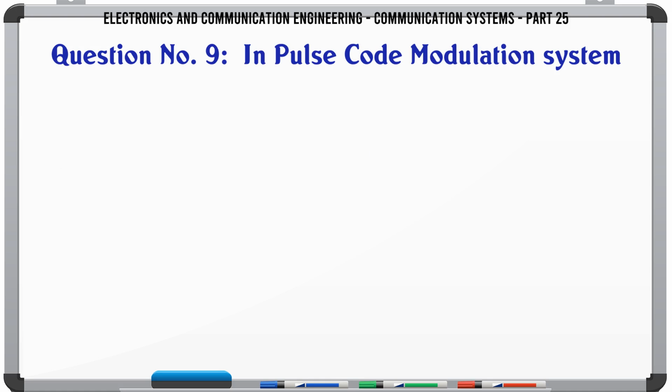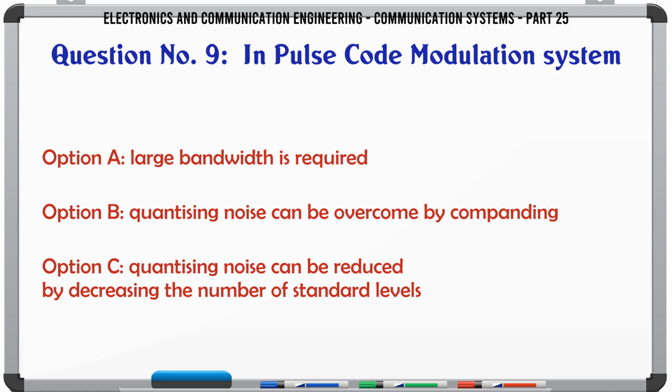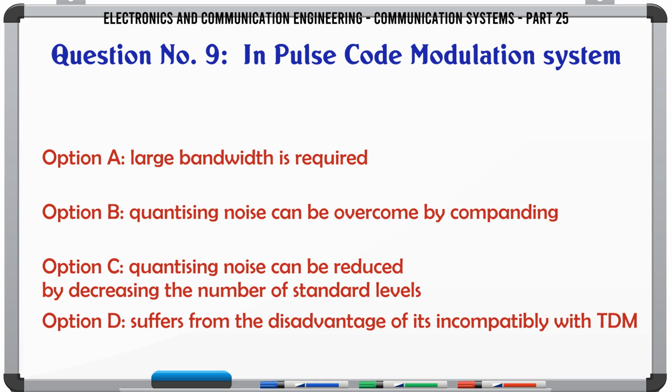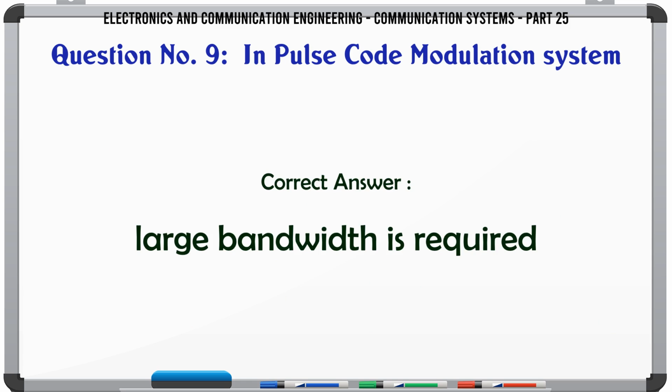In pulse code modulation system, A. Large bandwidth is required. B. Quantizing noise can be overcome by companding. C. Quantizing noise can be reduced by decreasing the number of standard levels. D. Suffers from the disadvantage of its incompatibility with TDM. The correct answer is large bandwidth is required.